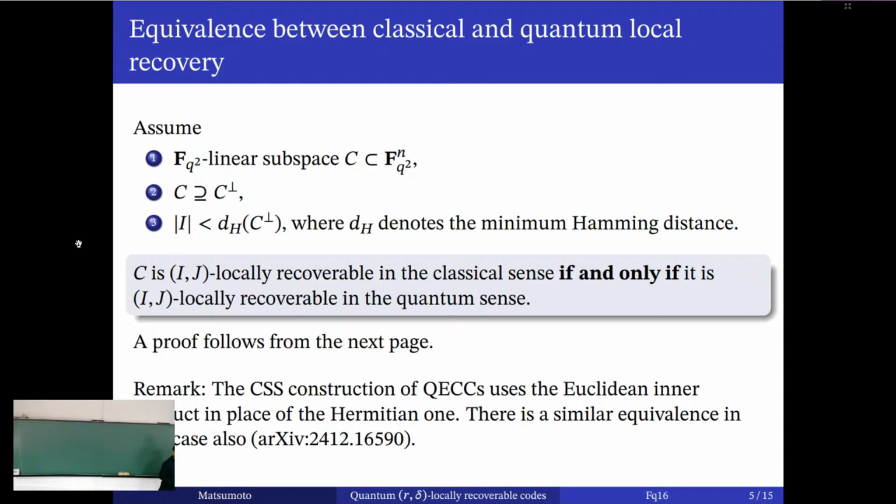And here, in this talk, we consider Hermitian inner product. And we can also obtain similar equivalence in Euclidean inner product. And we can obtain equivalence with the CSS construction. But I will not talk about this today.